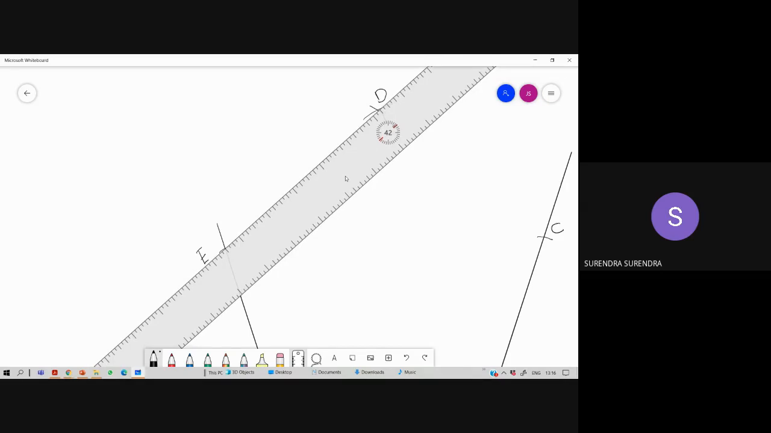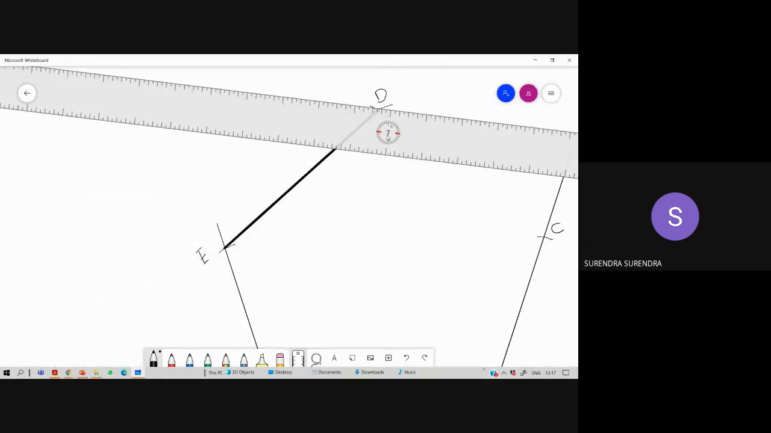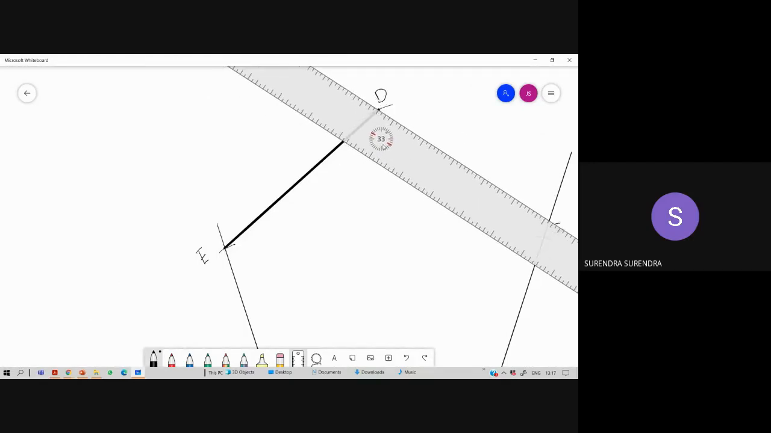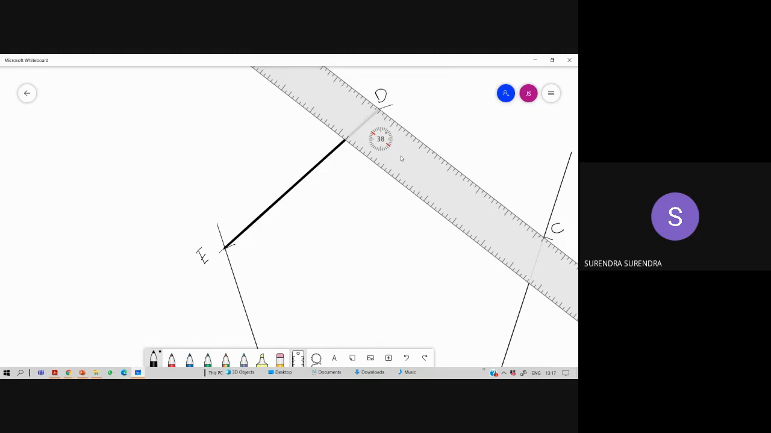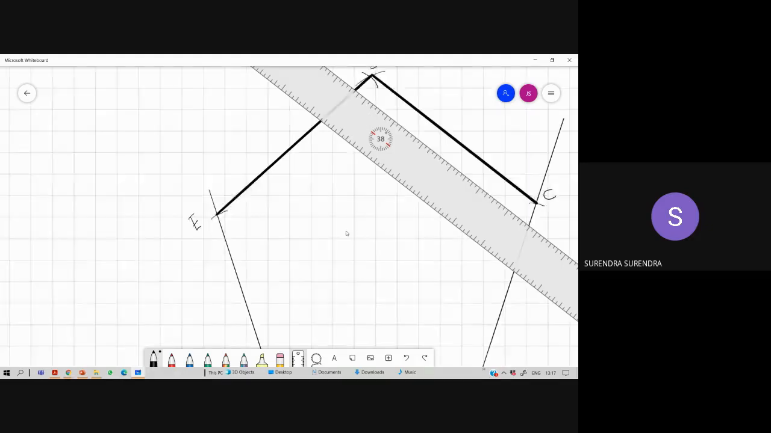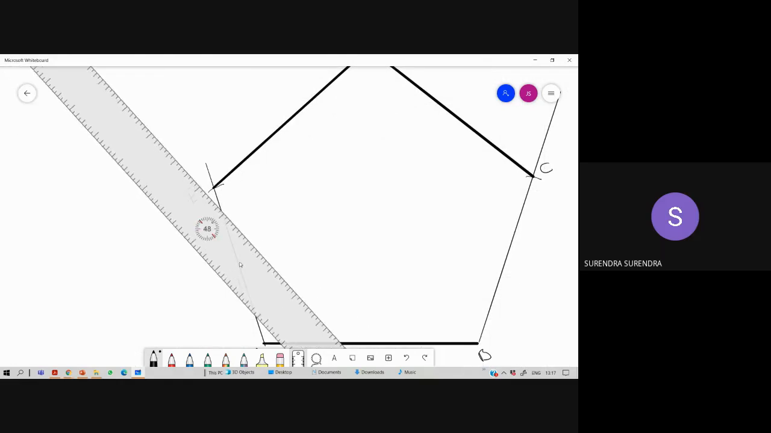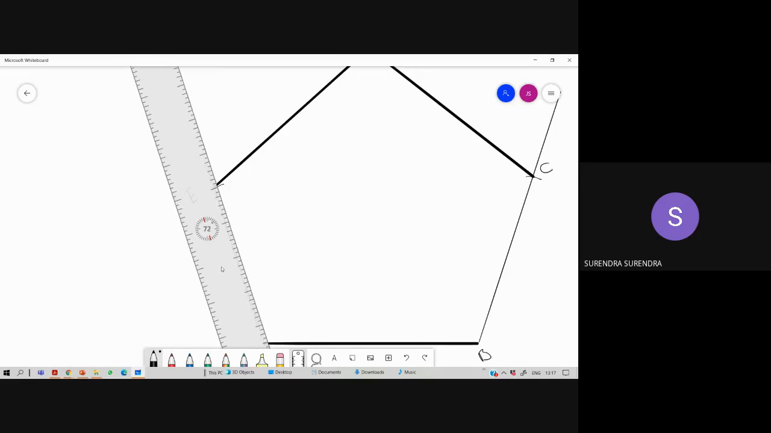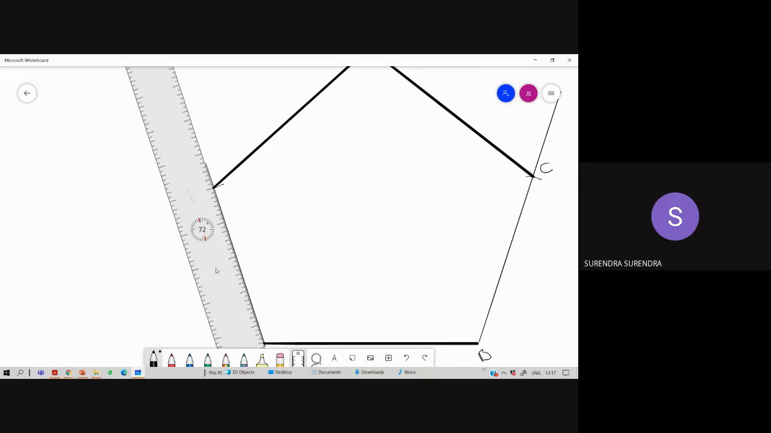Join ED, the scale and also DC. Now highlight these two lines with the HB pencil, from A to E and B to C.